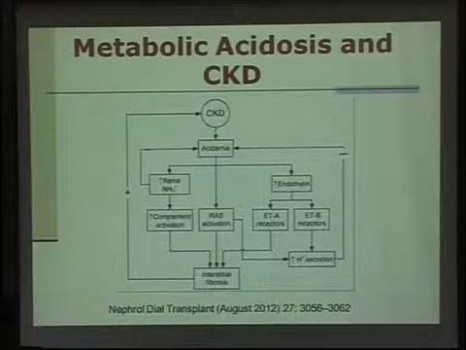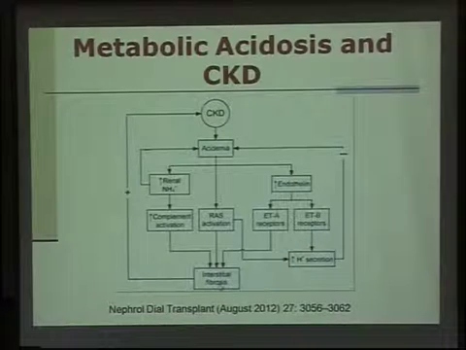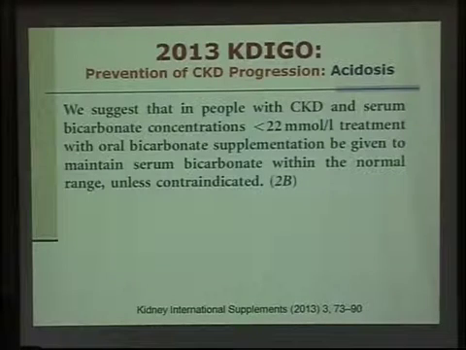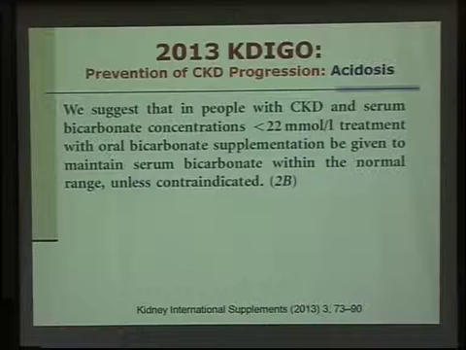Why is acidosis associated with this progression? Because of impairment, endothelial activation, RAAS activation, and complement activation. At the end of the day, you'll find interstitial fibrosis and progression of kidney disease. So we should act early, and the KDIGO guidelines recommend that bicarb should be more than 22. If you have serum bicarb less than 22, we should treat these patients with oral supplementation of bicarb, or give them fruits and vegetables early.